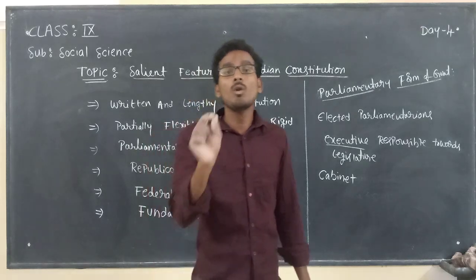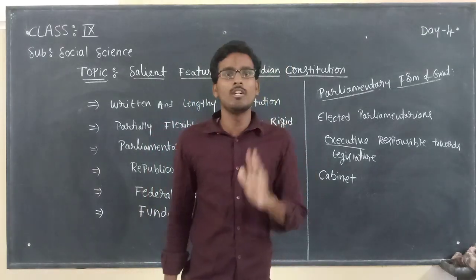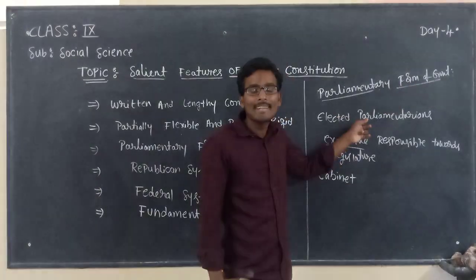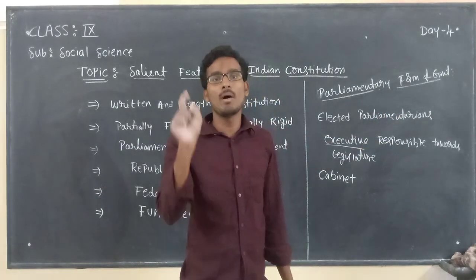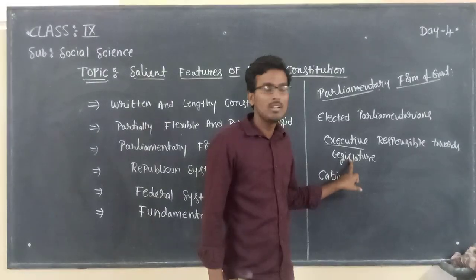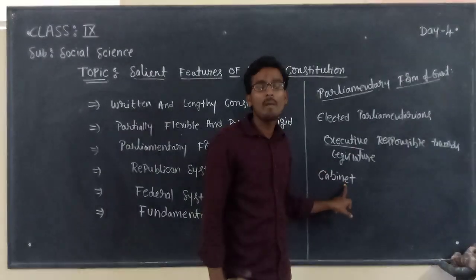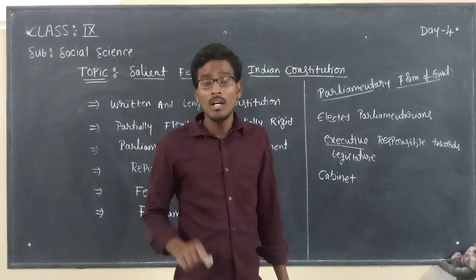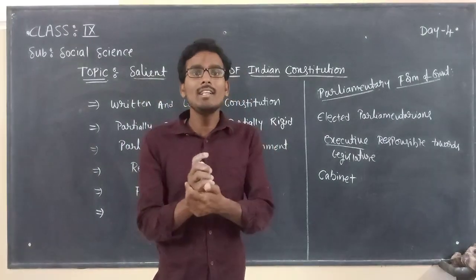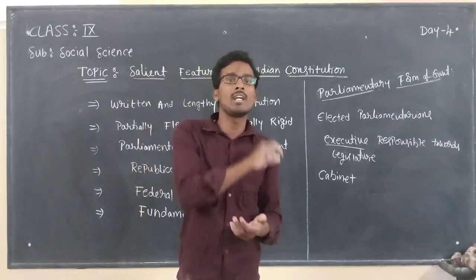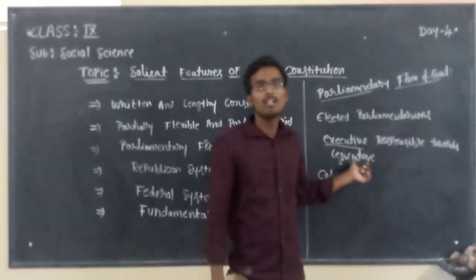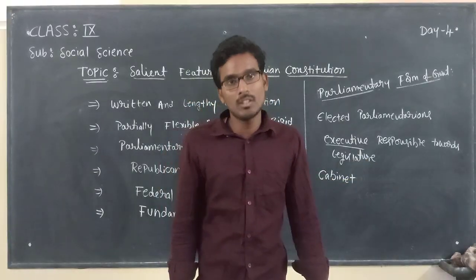That is known as no confidence motion. Remember clearly, in the parliamentary form of government, elected parliamentarians have great power. So, the executive is responsible towards the legislature. Executive is nothing but a cabinet. Cabinet means what? A group of ministers. These ministers enjoy their power as long as they have the confidence of the legislature. Once they lose confidence in the legislature, they have to resign from their positions.